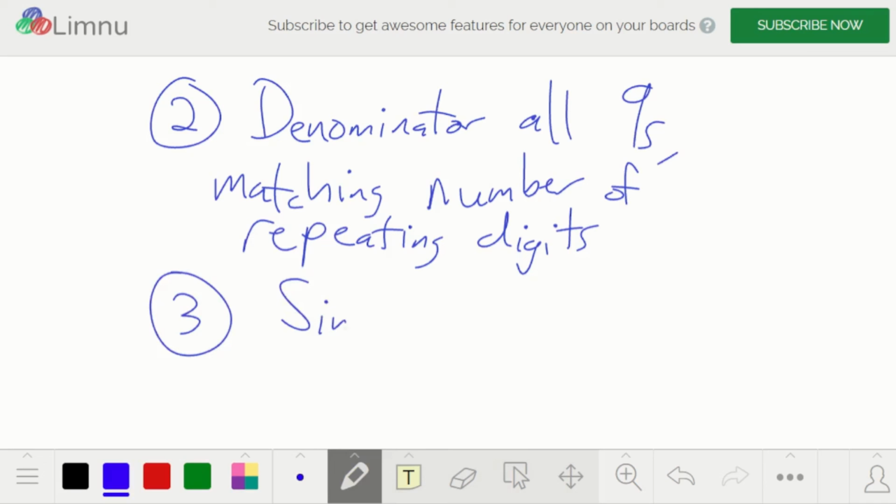And then your third and final step is to simplify or reduce that fraction. So these are the 3 steps for any repeating decimal that starts repeating immediately.